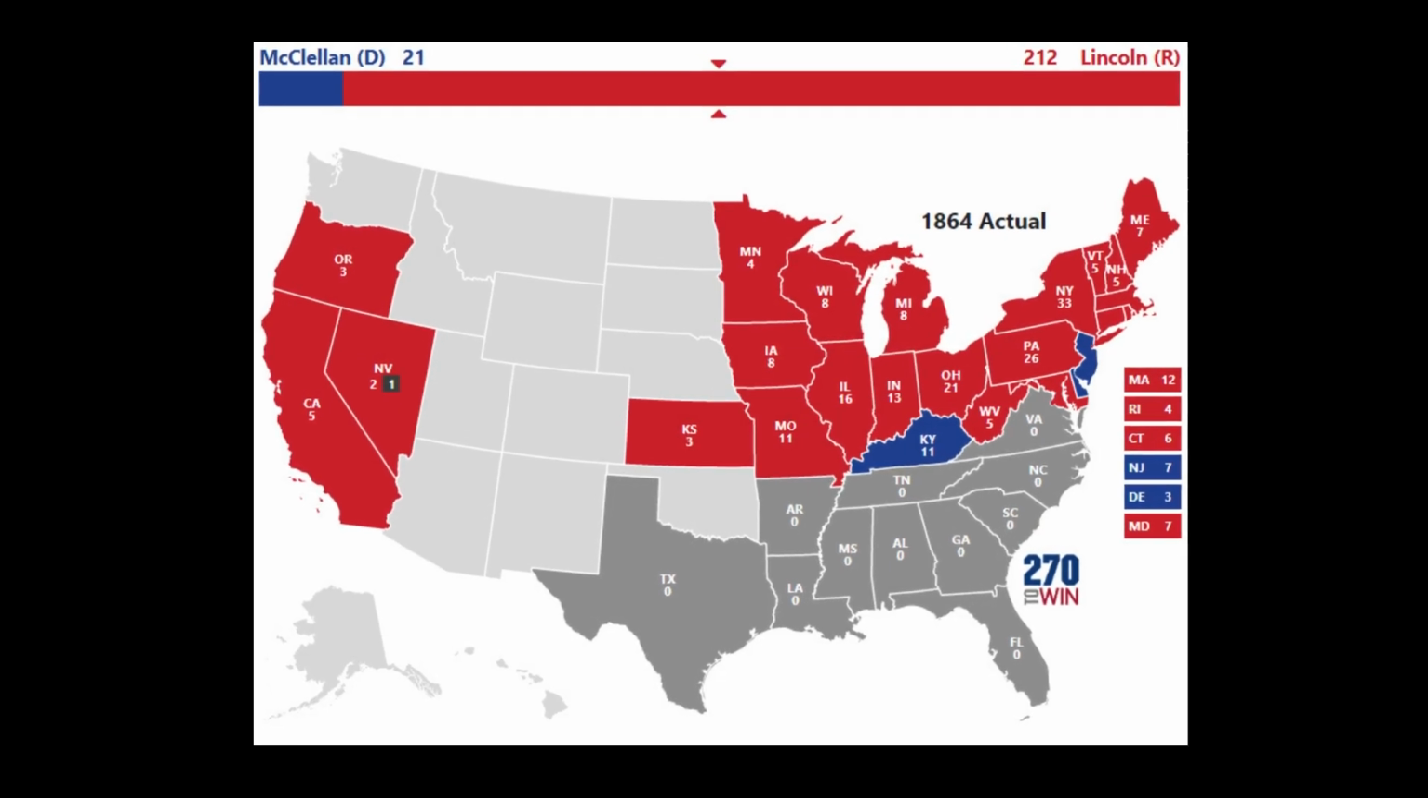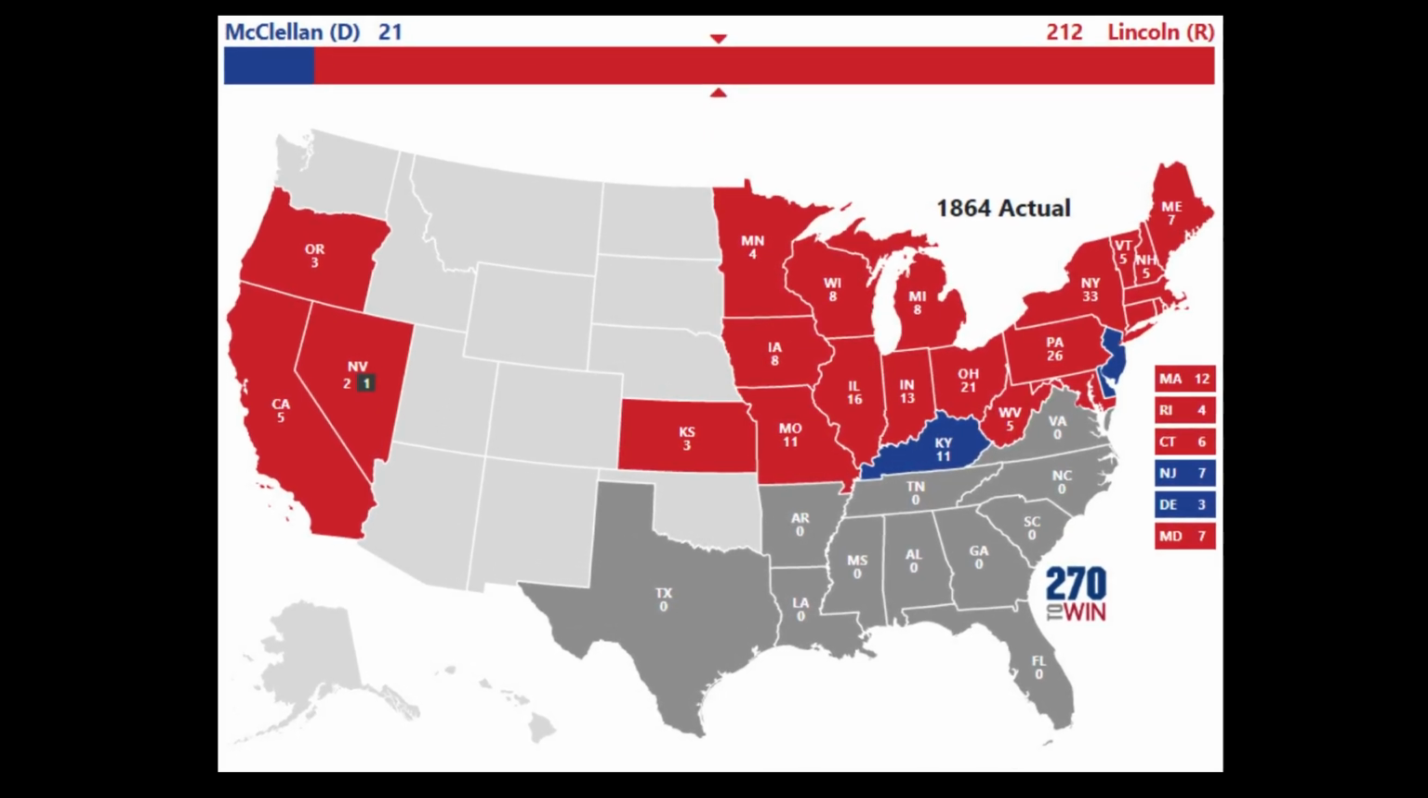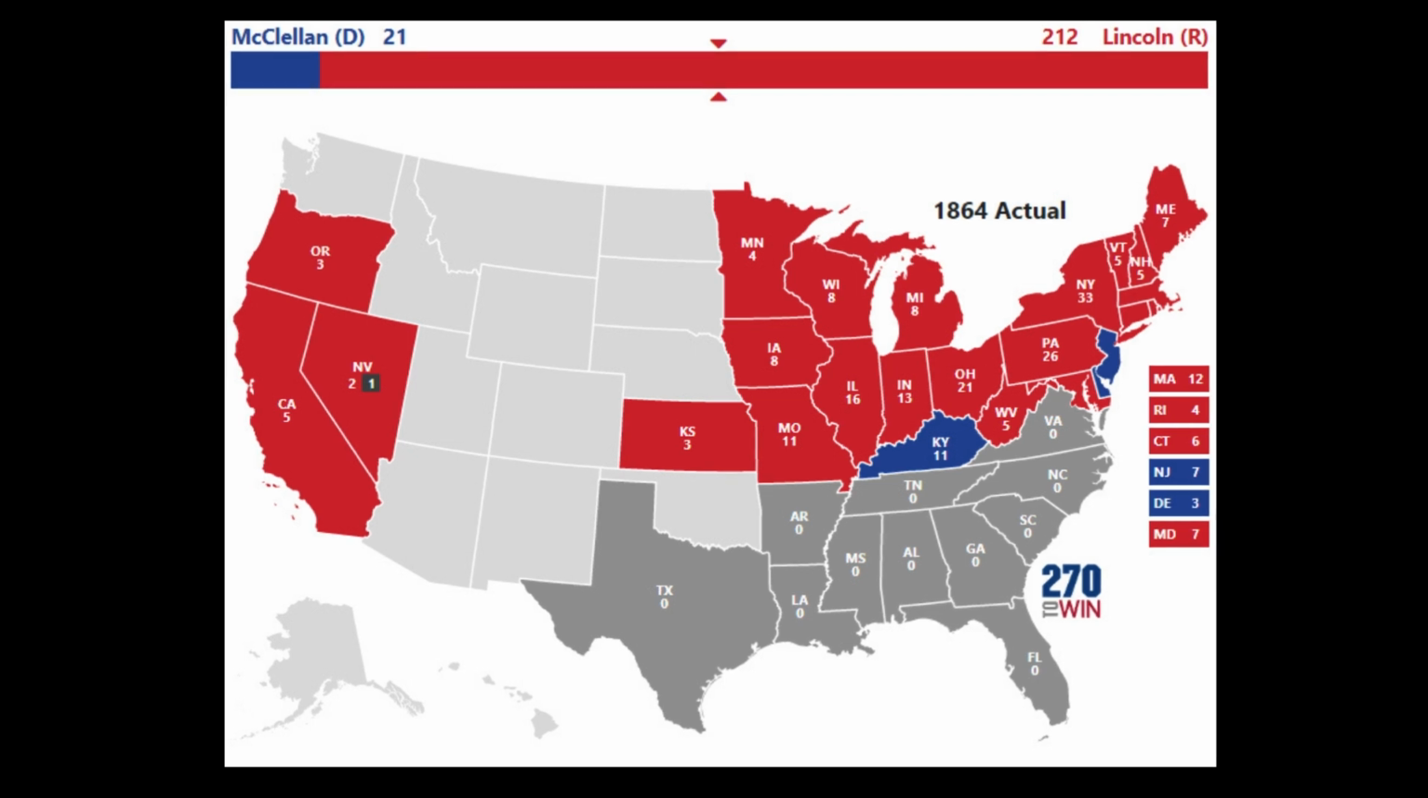Two crucial victories, the capture of Mobile Bay by Admiral David Farragut and Atlanta by General William Tecumseh Sherman, shifted momentum in Lincoln's favor. These successes, along with the overwhelming support of soldiers who were allowed to vote by absentee ballot, secured Lincoln's re-election. On Election Day, Lincoln won the electoral votes of 22 states, losing only Delaware, Kentucky, and New Jersey. Following Lincoln's re-election, the tide of the war turned decisively in favor of the Union.